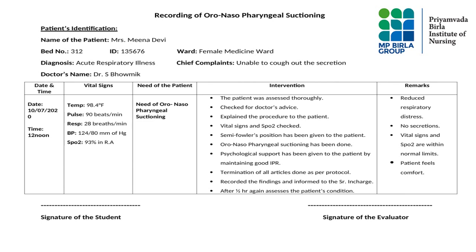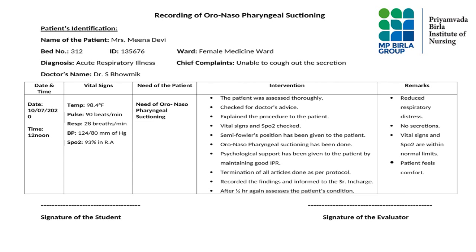After identification data, you have to fill up every column. First you have to mention the date and time of the procedure. After that, you have to write the vital signs that you have recorded before the procedure. Then you also have to mention the need of the patient. Here the need of the patient is need of oro and nasopharyngeal suctioning.